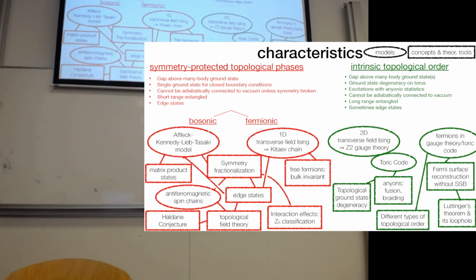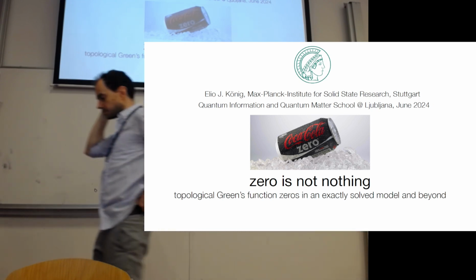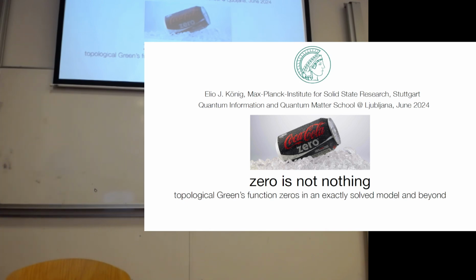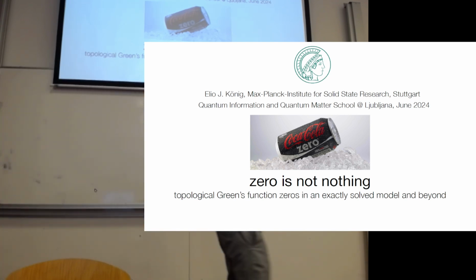All right. Then let's switch to existentialism. Zero is not nothing. And I'm going to talk about topological Green's function zeros, specifically concentrating on a model similar to what we discussed in the lecture course, an exactly solved model of toric code. But I wanted to also spend some time to discuss this field of research a bit more generally.